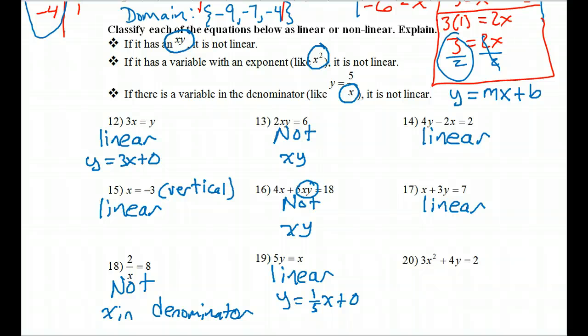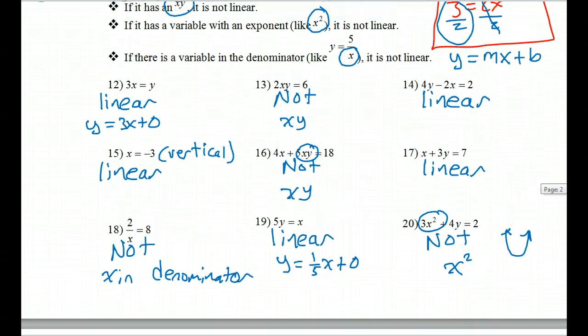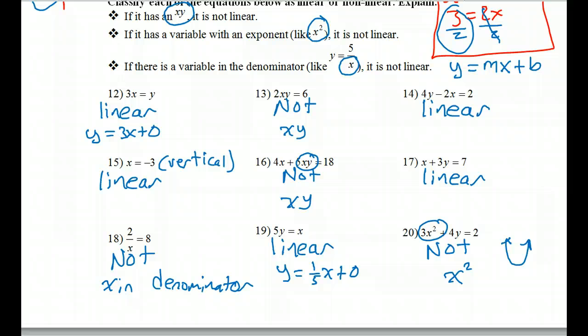What about number 20? Is this linear or not linear? Not linear because of the x squared. If you have a variable squared or to the third power, that is not linear. If you were to graph this, you would find that it would form a parabola. And we will add to that another day.